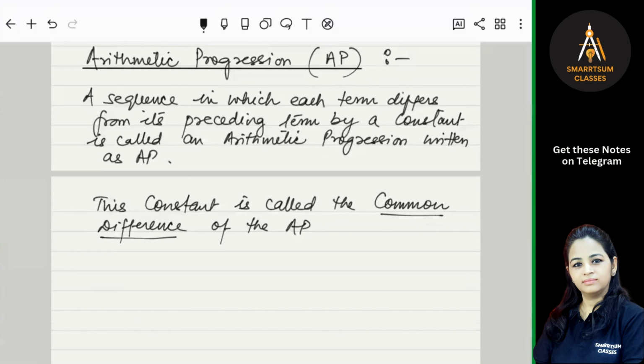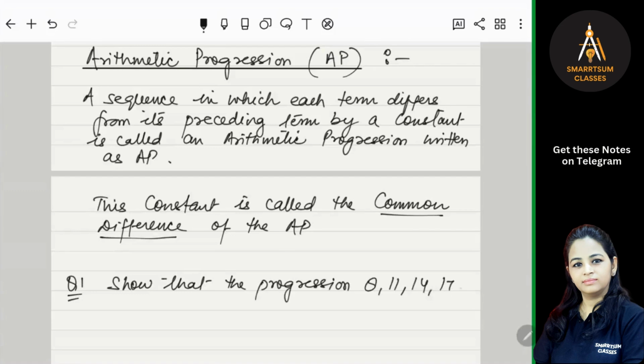Okay, now let's see a question. Show that the progression 8, 11, 14, 17, 20, and so on is an AP. It's an arithmetic progression. Okay, find its first term and the common difference.